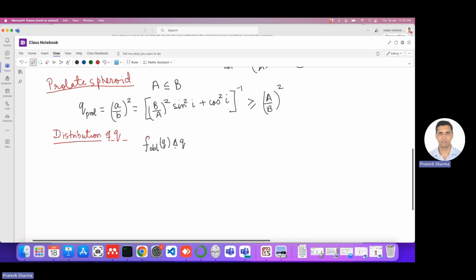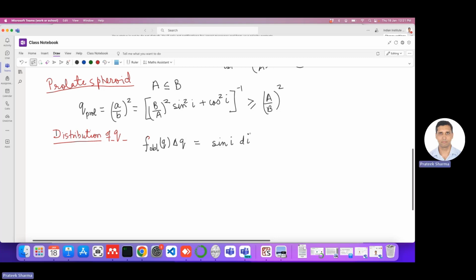So F oblate Q delta Q is the probability of the apparent axis ratio lying between Q and Q plus delta Q. Okay, and if we assume the inclination angle to be isotropic, right? There is no reason along the line of sight you will have a preferred orientation. The elliptical galaxies are expected to be randomly oriented relative to the line of sight. So then this should actually be equal to sine I dI, right?